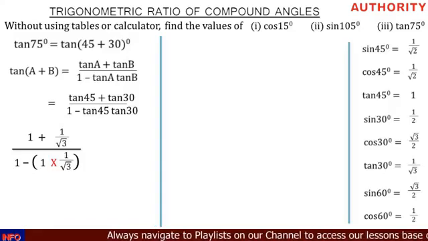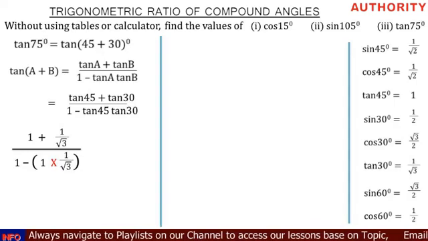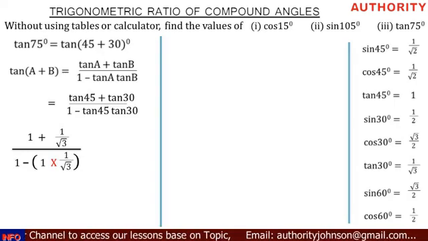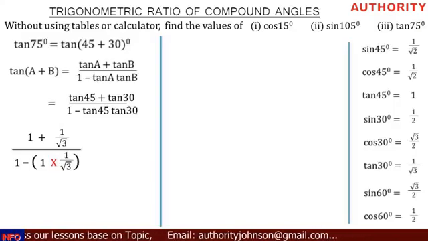Then we have 1 minus, let's open the bracket. So tan 45 is 1. Then we have times tan 30. Tan 30 is 1 all over root 3. You get it? Yes. So in our numerator, we have 1 plus 1 all over root 3.